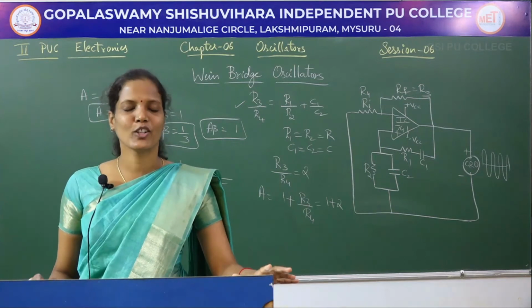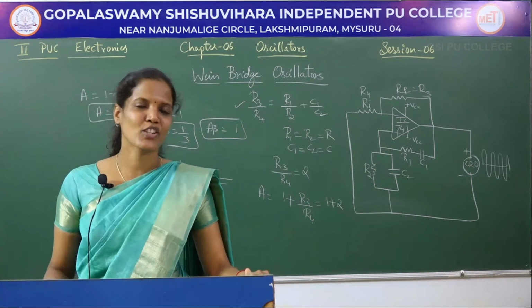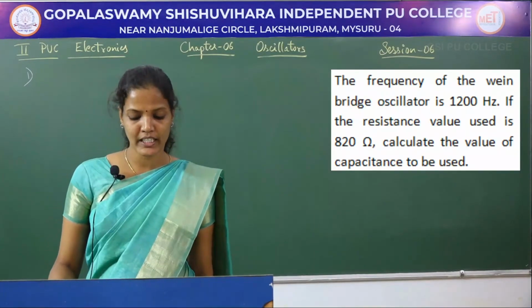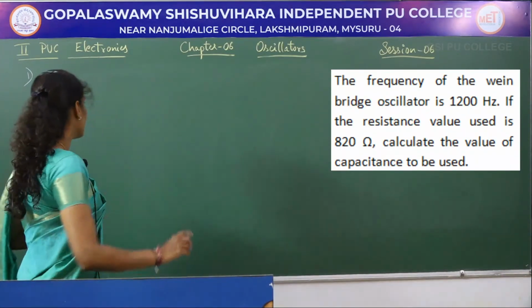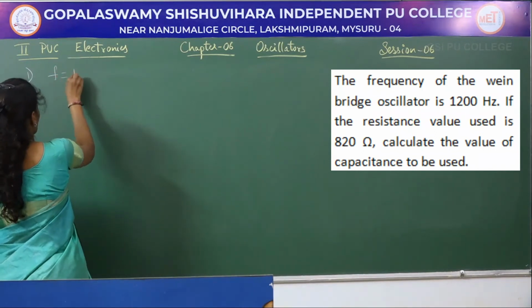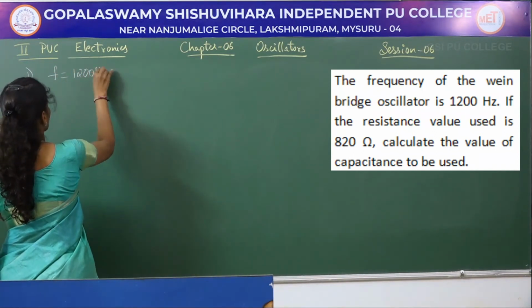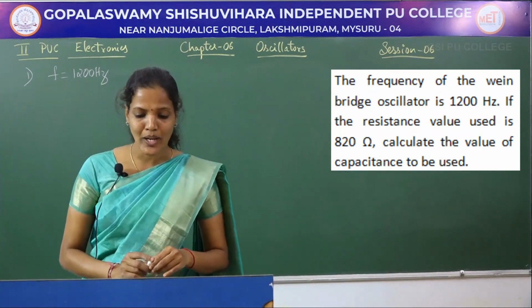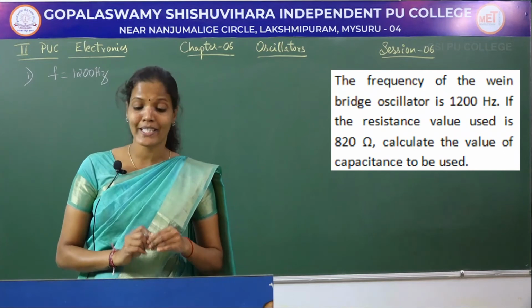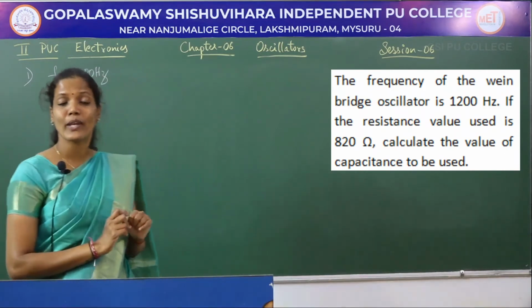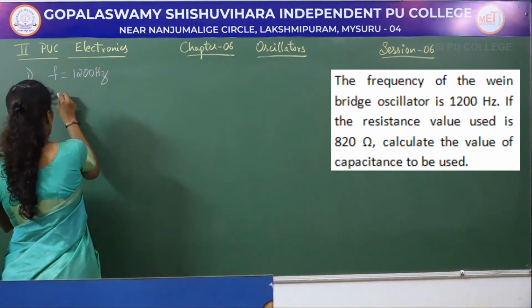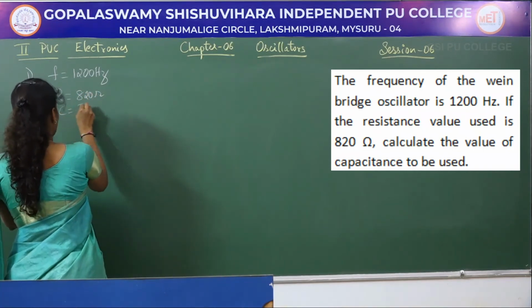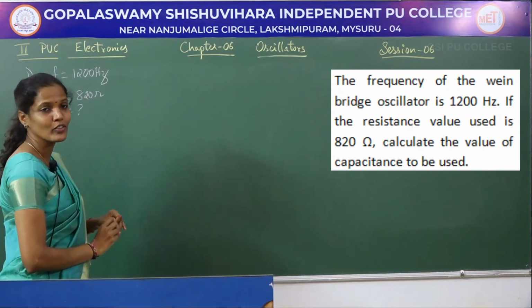Now let us try to solve some of the problems on these Wien bridge oscillators. The first problem is, the frequency of a Wien bridge oscillator is 1200 Hz. So frequency F whose value is equal to 1200 Hz. If the resistance value used is 820 ohms, calculate the value of capacitance to be used. So resistance value is 820 ohms, calculate the capacitance to be used, and here you have to find out C.